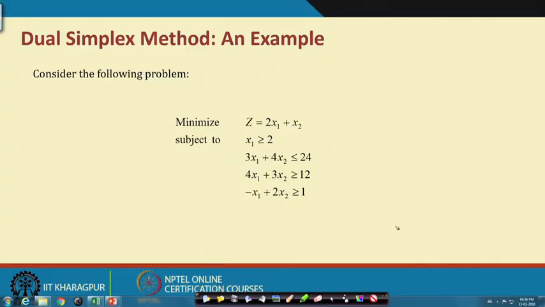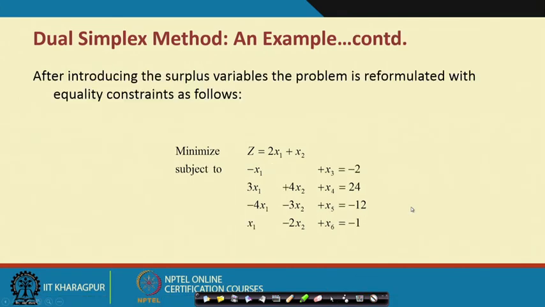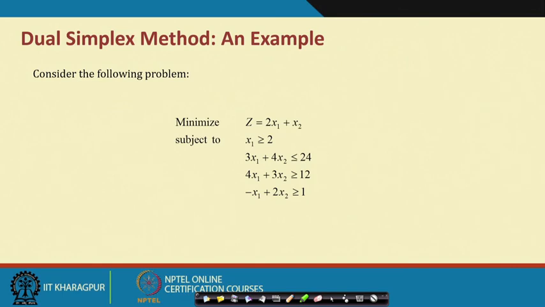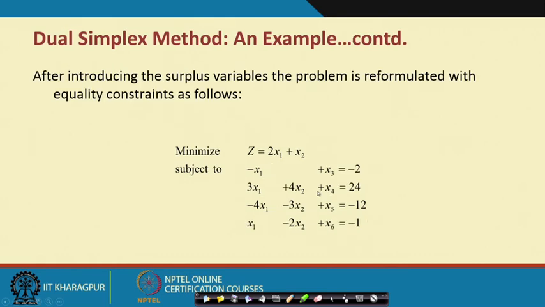Now, corresponding to this business problem and the first hand problem, we will see how you can go to the dual simplex procedure. See here, this is a minimization problem with two variables, subject to 4 constraints, where 3 are greater than type and 1 is less than type.